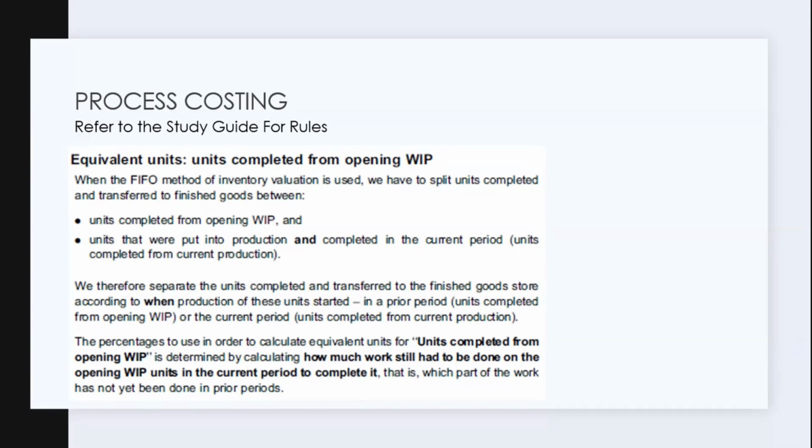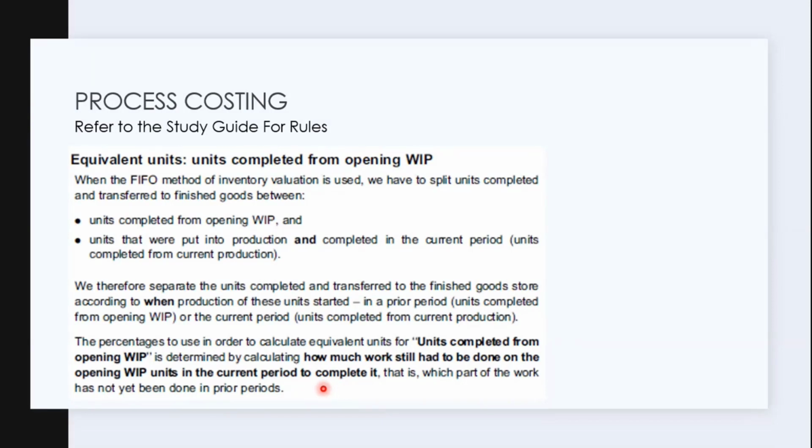When it comes to equivalent units, for units completed from opening WIP when you're using first in, first out, you have to split between units coming from opening WIP and those that were completed in this production in the current period. Therefore, you need to separate the two. The percentage to use to calculate the equivalent units for units completed from opening WIP is determined by calculating how much work still had to be done in the current period to complete it.